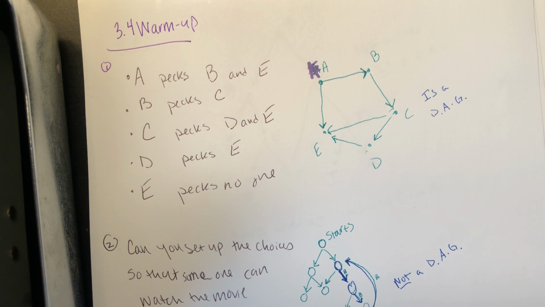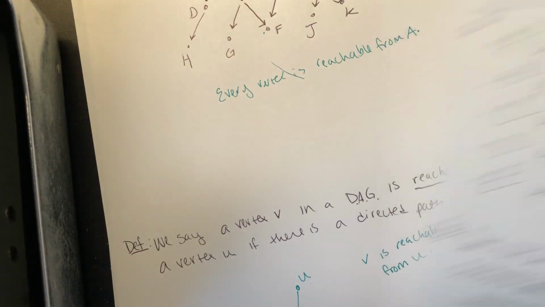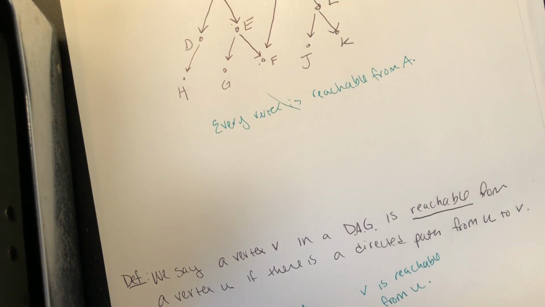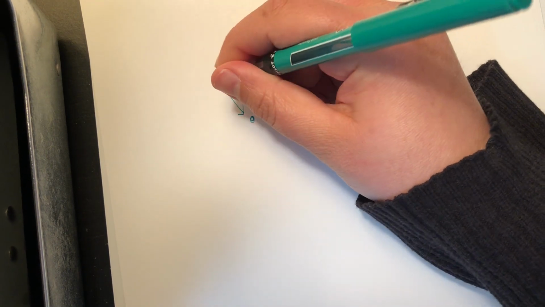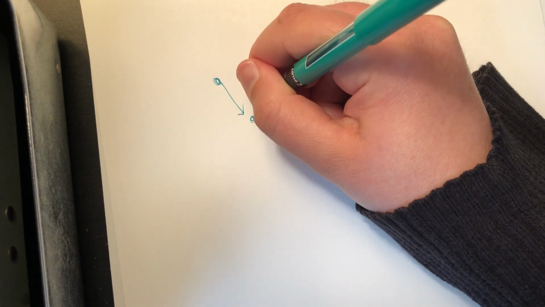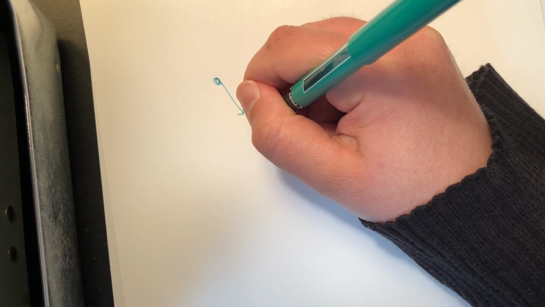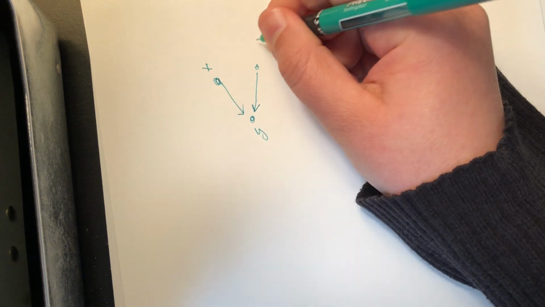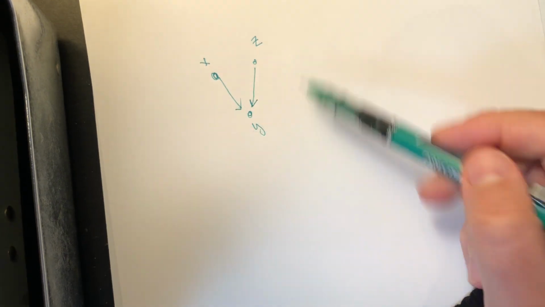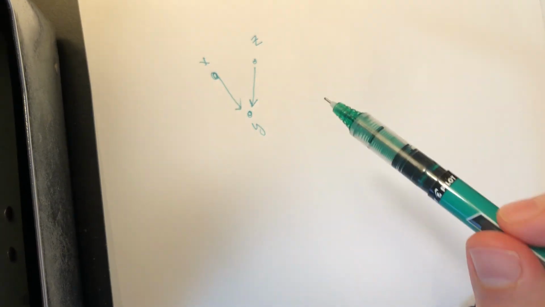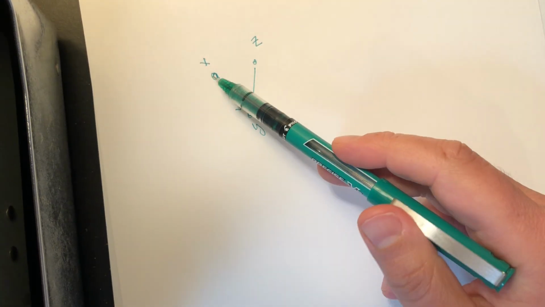Not all directed graphs will have that property. So for example, if you have a graph that looks like this, there's no one single vertex here such that every other vertex in the graph is reachable from it, right?